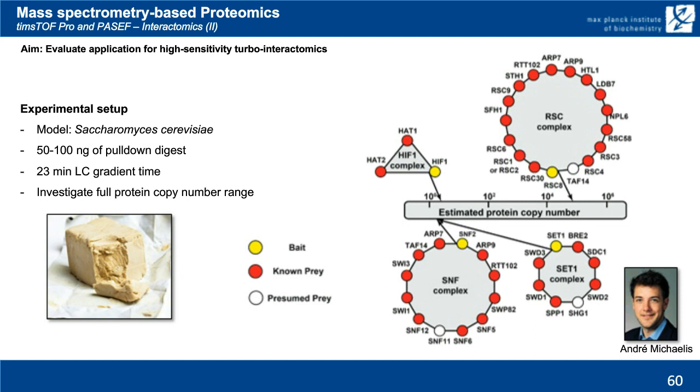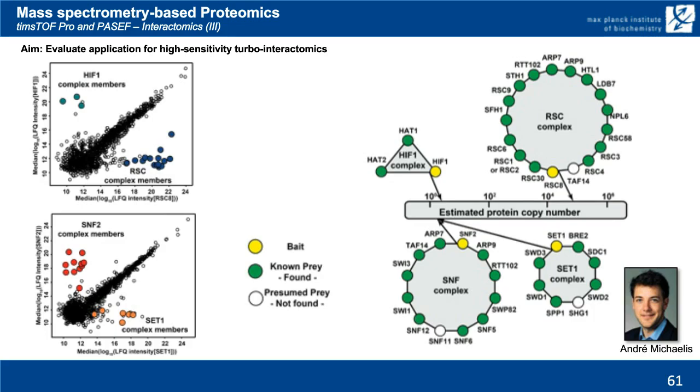protein complexes that are distributed across the full protein copy number range, ranging from 100 copy numbers up to 45,000 copy numbers. And on the right side, you can see the 4 representative complexes we especially looked at, and 3 of them are super low abundant. And in the end, we were able to find all known complex members with our setup in a quantitative manner.